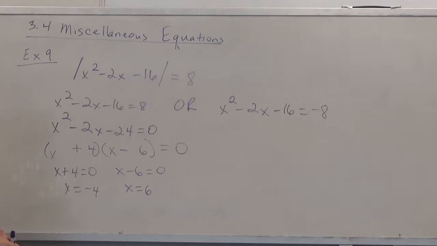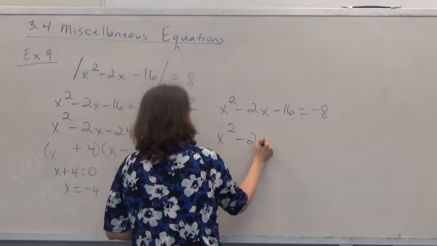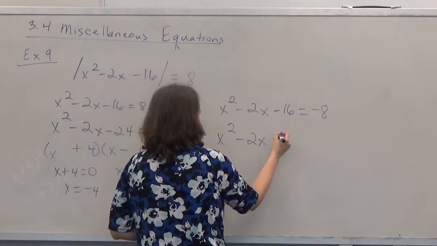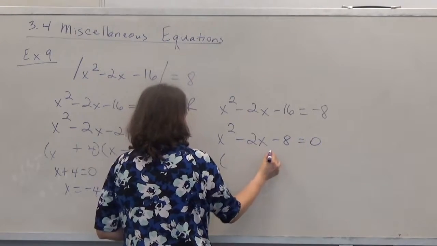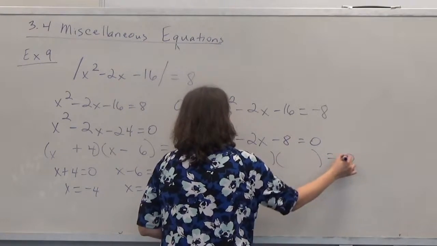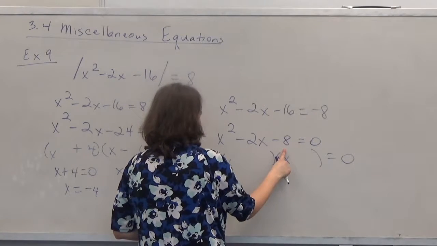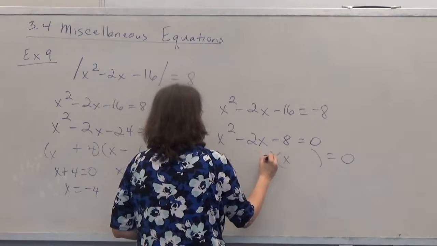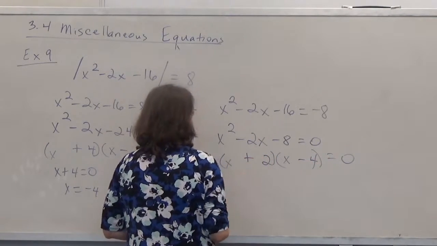Second one, add 8 to both sides. Negative 16 plus 8 will be negative 8. Does this factor? I don't think it does. Factors of 8 will be 1 times 8 and 2 times 4. Yeah, that does. 2 times 4 will work. Make your 4 negative and your 2 positive.